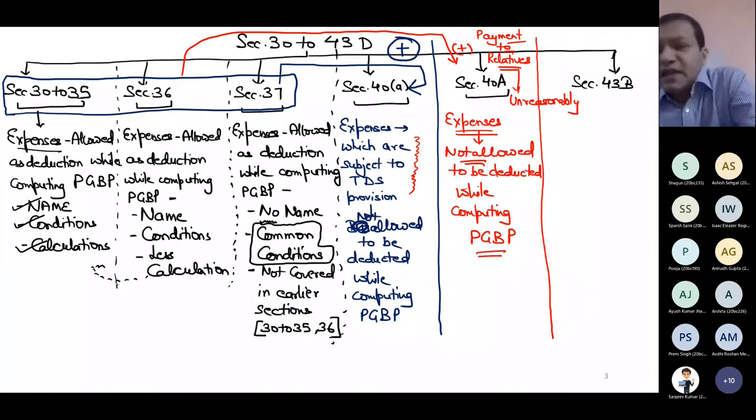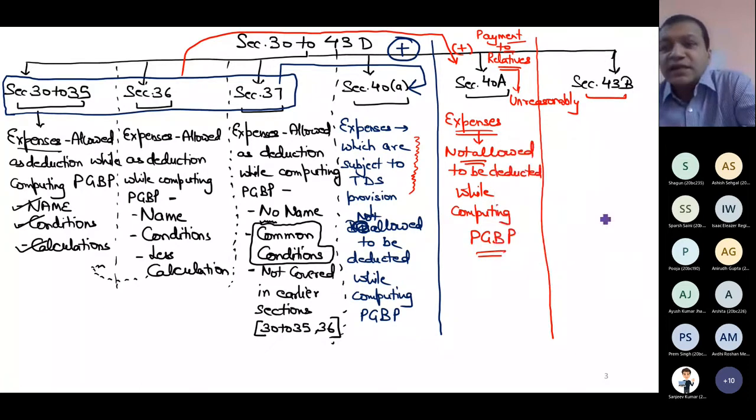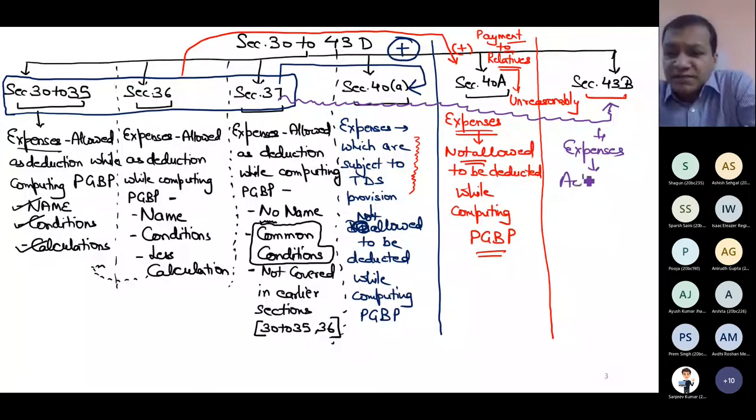Similarly, 43B. Technically this will also tell you something which is not allowed, but it also says that once any expenditure has passed the test of 30 to 35, 36 and 37, then it is possible that you need to carefully check one other section, 43B. This section allows the expenses only when you actually paid them. Just because these have become due, you cannot claim that deduction.